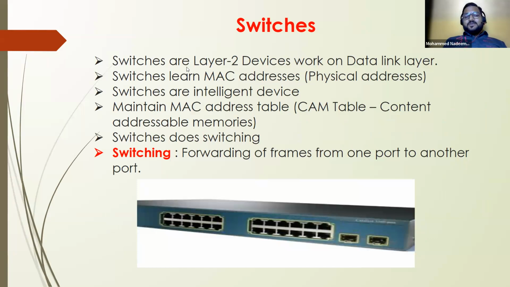So what is a switch? A switch is a layer 2 device that works on the data link layer. Switches learn the MAC address, which is called a physical address. Switches are intelligent devices. They maintain a CAM table, content addressable memory. What is switching? Forwarding of a frame from one port to another port. If one machine is connected here and another machine is connected here, the switch will do switching, forwarding the frame from one port to another. There is a separate technology in switching that we are going to learn soon.